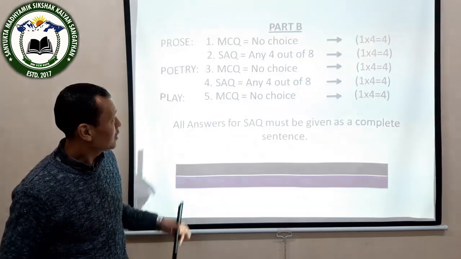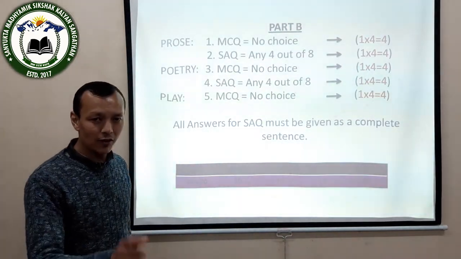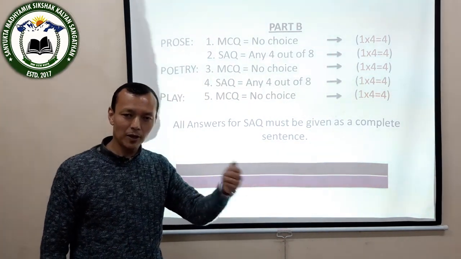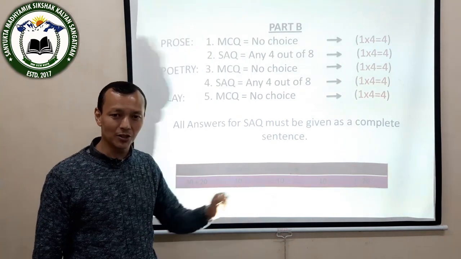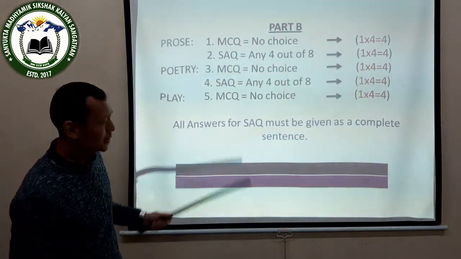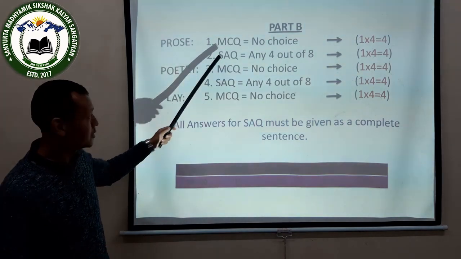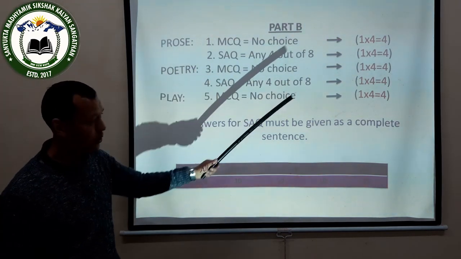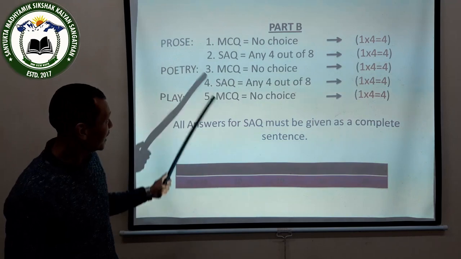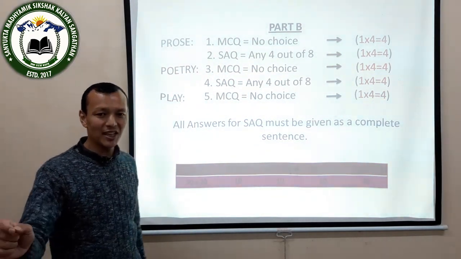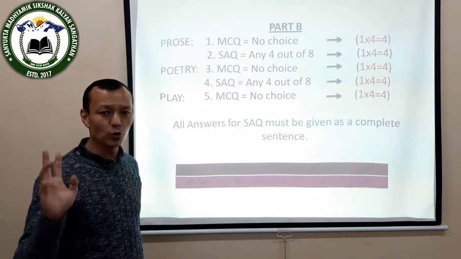In the next screen, this is part B. As in 11, you will get a booklet, and you have to write answers in that booklet and submit it along with your answer sheet. These are the questions: MCQ, multiple choice questions, no choice, you have to do all six; no choice is given in any. Then SAQ, short answer questions, just one sentence as your answer, maximum 2 sentences.